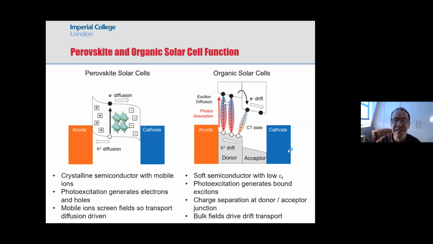And so the main distinction between these two devices is the idea that you directly generate charges in the perovskite cell, whilst in the organic cell, you have to separate the charges at a junction. And in order to make sure that the excitons find an interface, typically these organic solar cells are structured as bulk heterojunctions. So an intermix, a significant intermixing of a donor acceptor material.